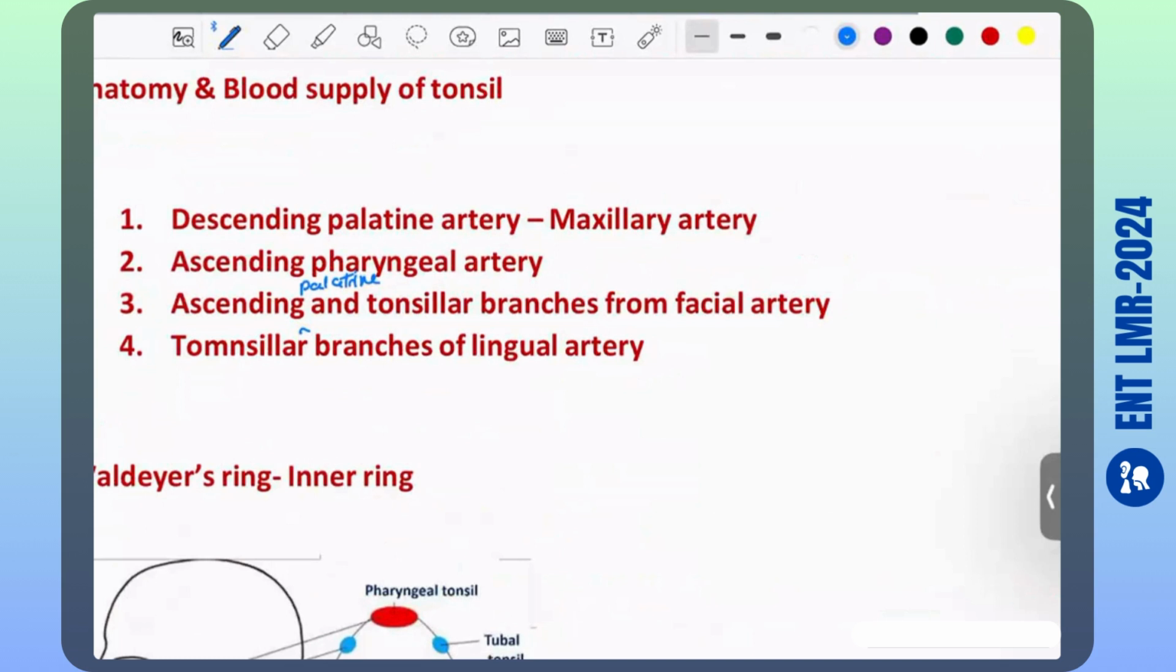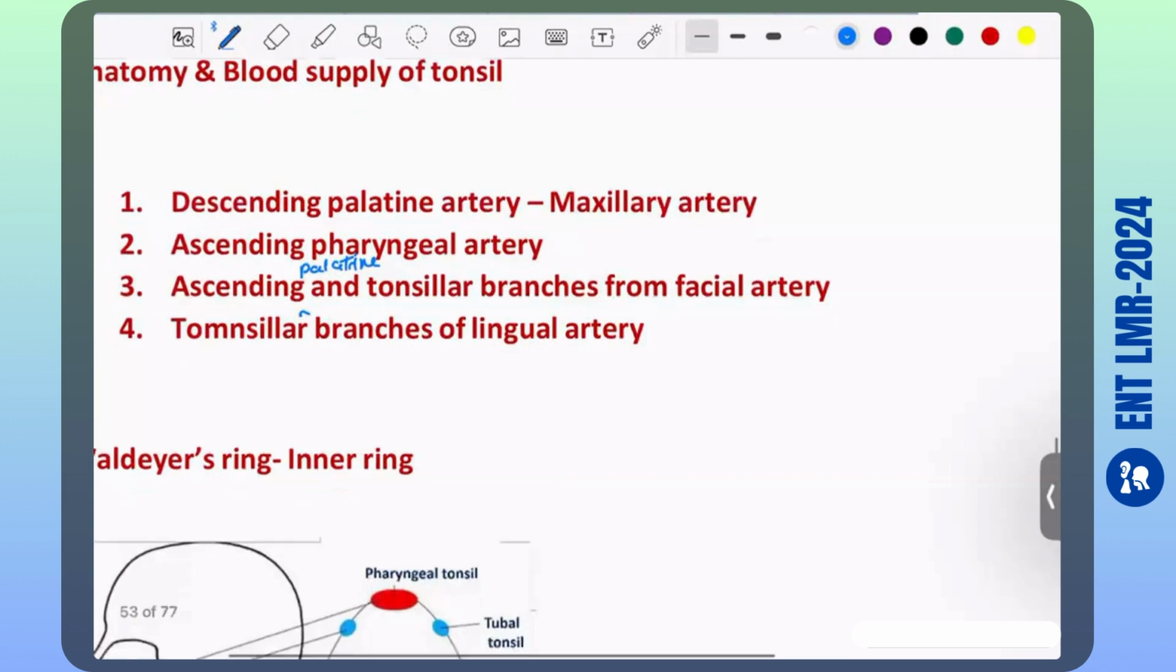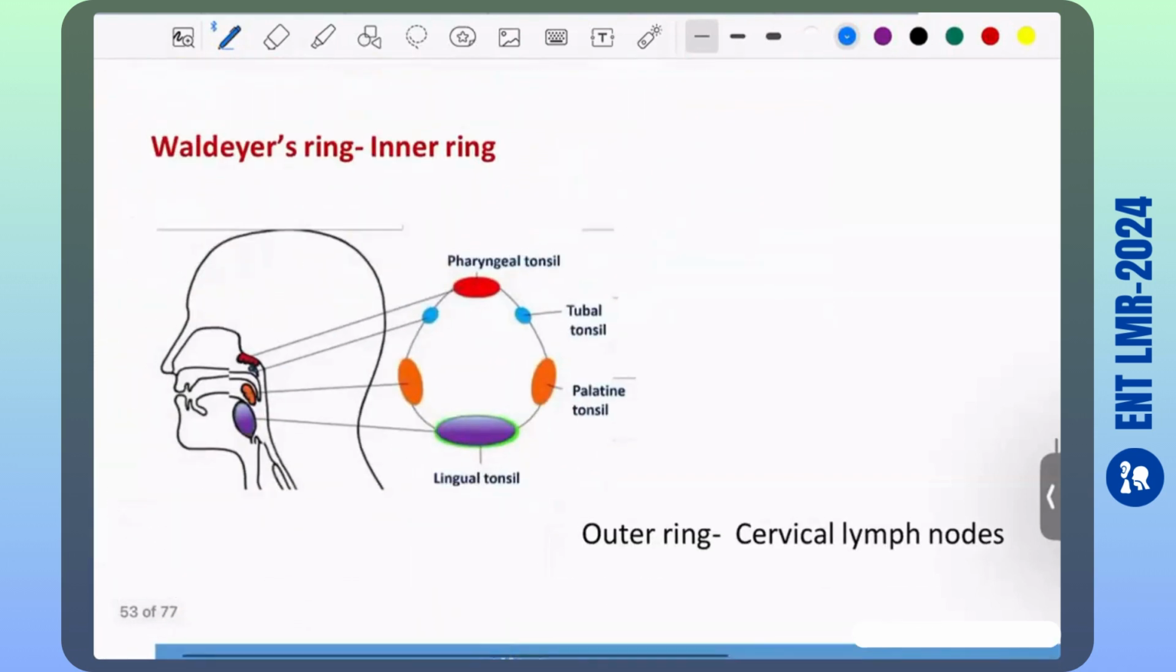Okay. So Waldeyer's ring is a group of lymph nodes that are grouped with each other. So inner ring and outer ring will be there. The inner ring is formed by nasopharyngeal tonsil, number 1, tubal tonsil at the tongue. Tubal tonsil is the actual tonsil. Then palatine is at the palate, lingual tonsil at the tongue. So these 4 tonsils will form a circle of lymphatic structures. That circle is called as Waldeyer's ring. So first we know adenoid. This is tonsil. We know this tubal and lingual alone. You remember, you could understand a concept called Waldeyer's ring, which is a circle of lymphatic tissue.